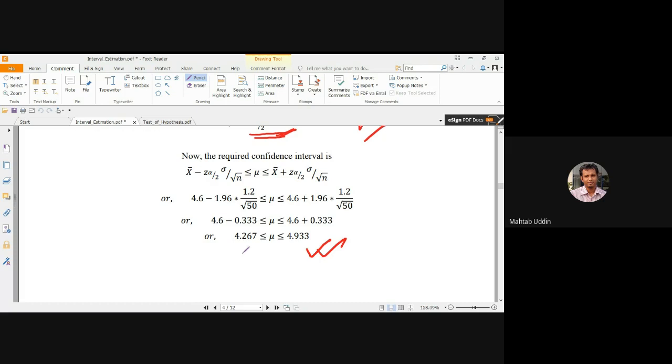Why not? You make a comment. The worker may be satisfied if you give her the amount of food between 4.267 and 4.933. Say you are giving less food, less than 4.2 pound, then the worker will be unsatisfied. So it may not be paid.